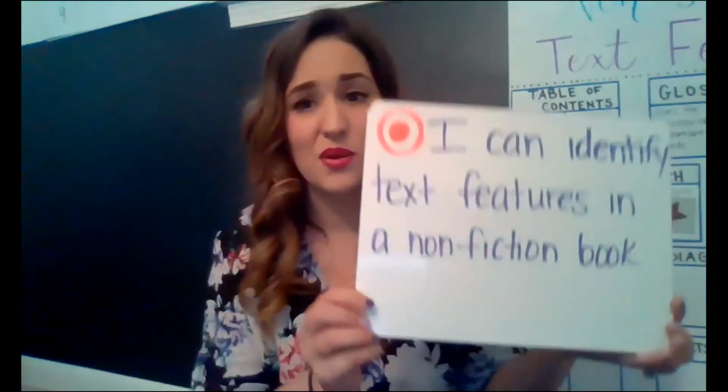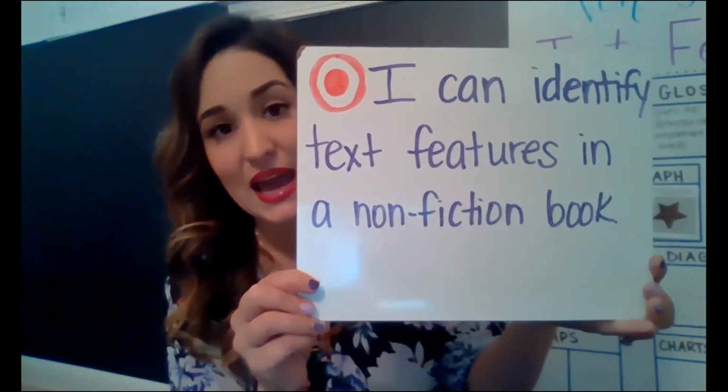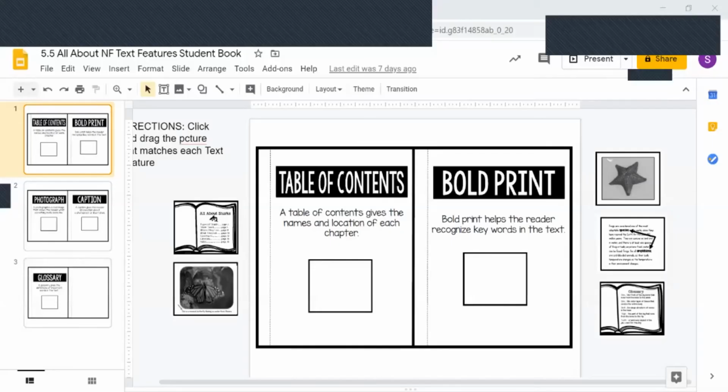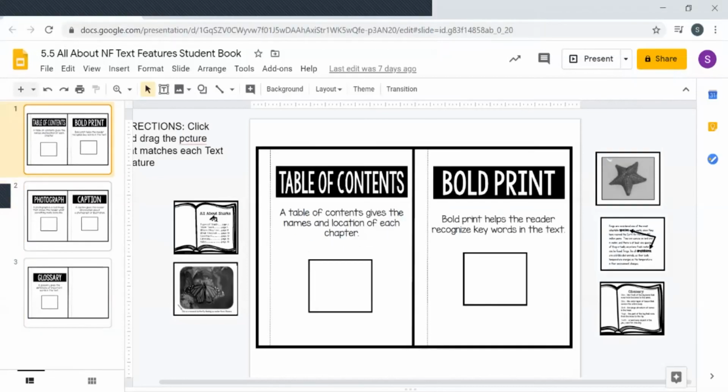So I want to show you what your assignment looks like today. And remember, our big target for the full week that we're working toward is I can identify text features in a nonfiction book. So you're going to work today to match some pictures to their text feature. So let me show you what that looks like. This is the assignment in Google Classroom, and your job is to go to each of the pages of your book. So if you look on the left, there's 1, 2, 3 different slides that you have to go to. On each slide, you're going to read the title, table of contents, and if you need to read the description, you can. It says a table of contents gives the names and location of each chapter. So you need to find which picture matches the table of contents. I'm looking for what gives me the names of chapters.